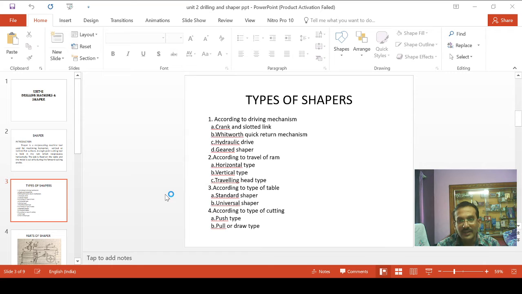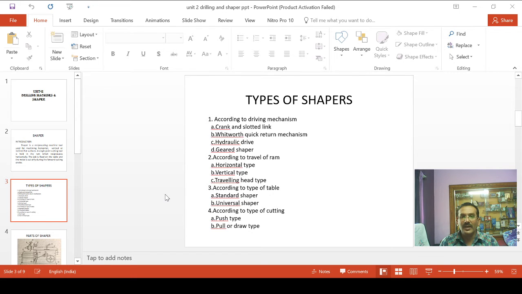Next is the classification of Shapers, or the different types of Shapers. Shapers are classified according to their mechanisms, according to the travel of the ram, according to the type of table, and according to the type of cutting stroke. They are also classified according to their usage, depending upon the facilities available.